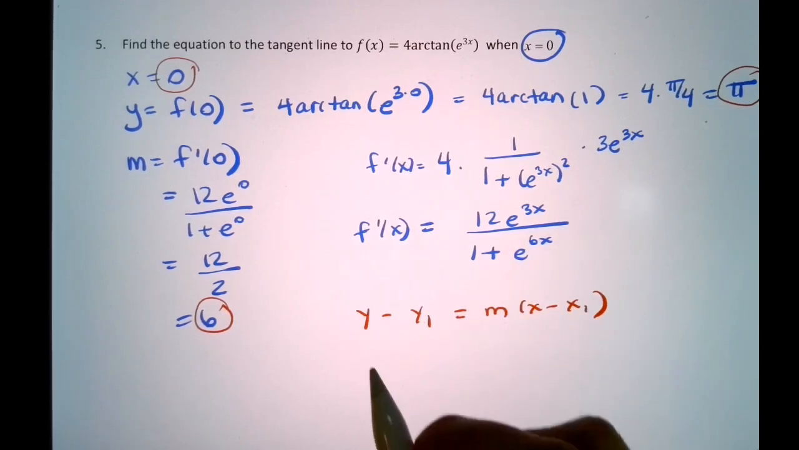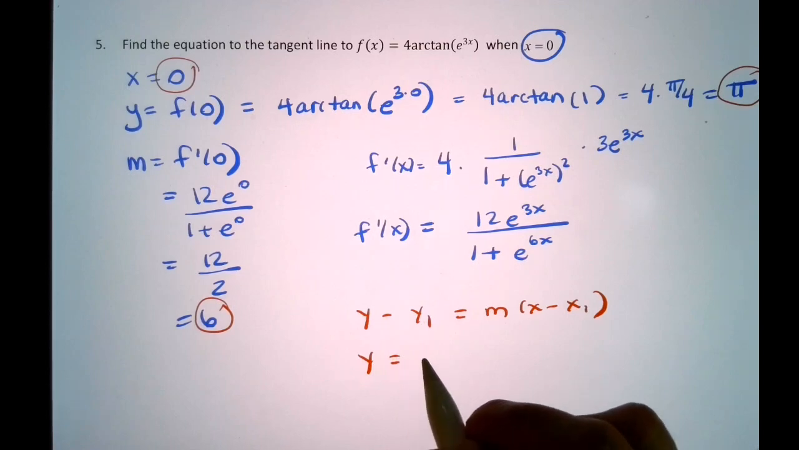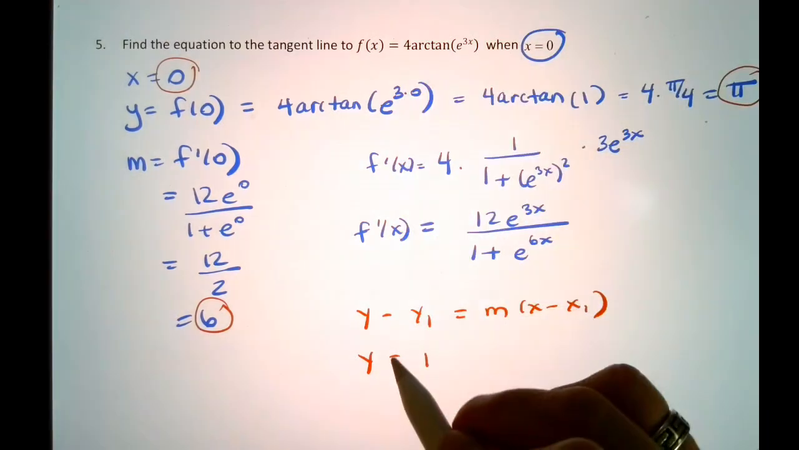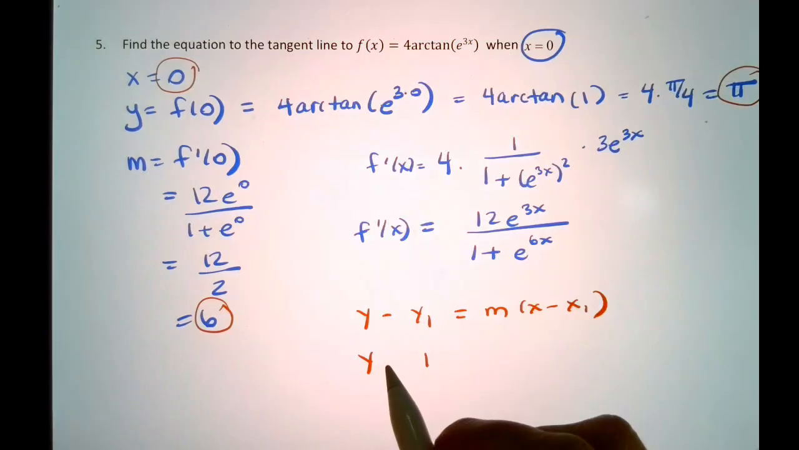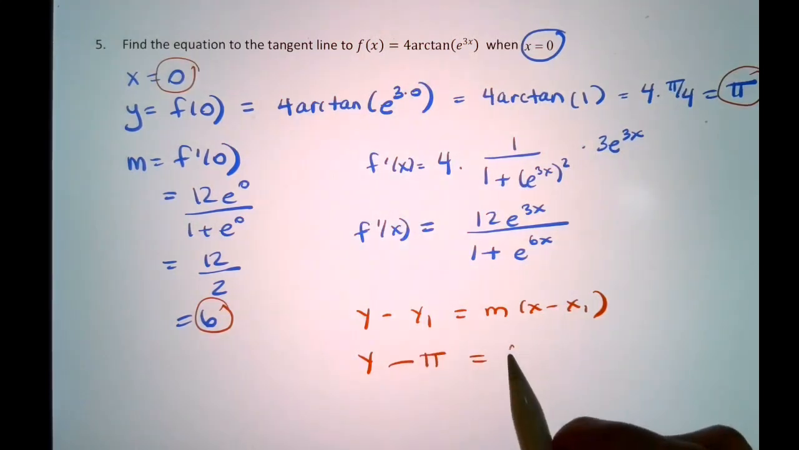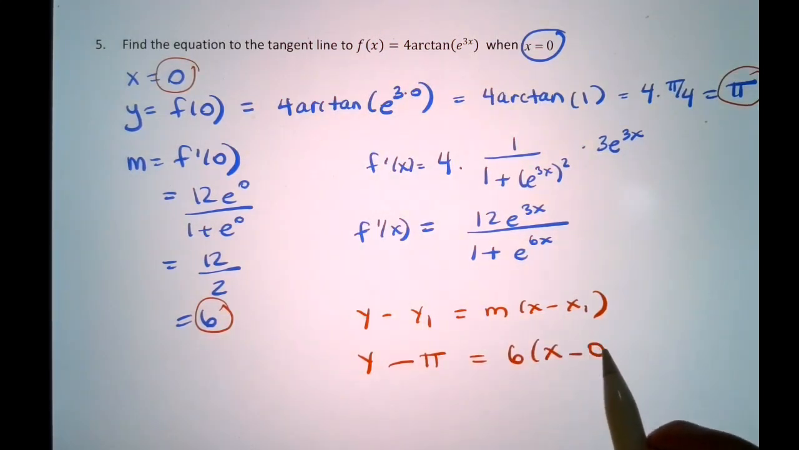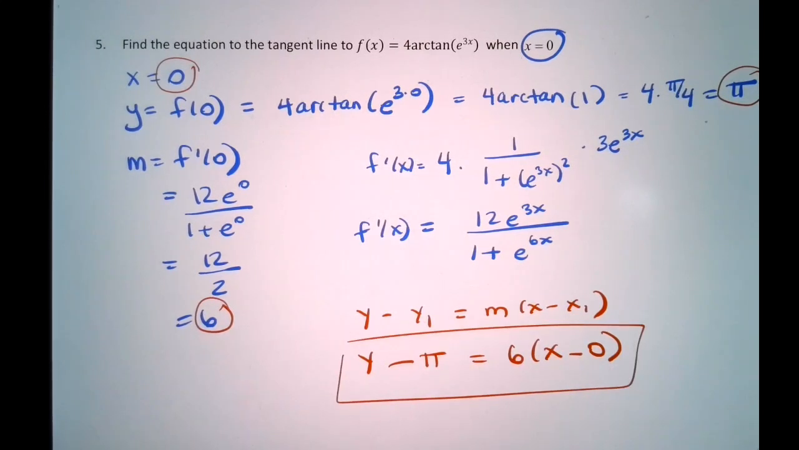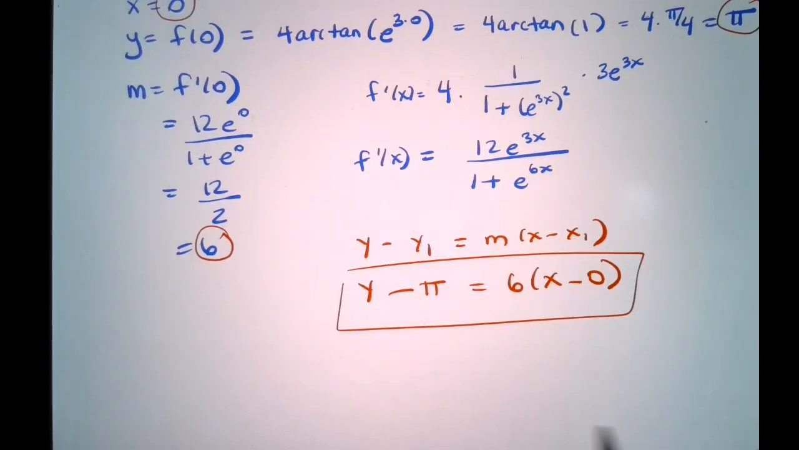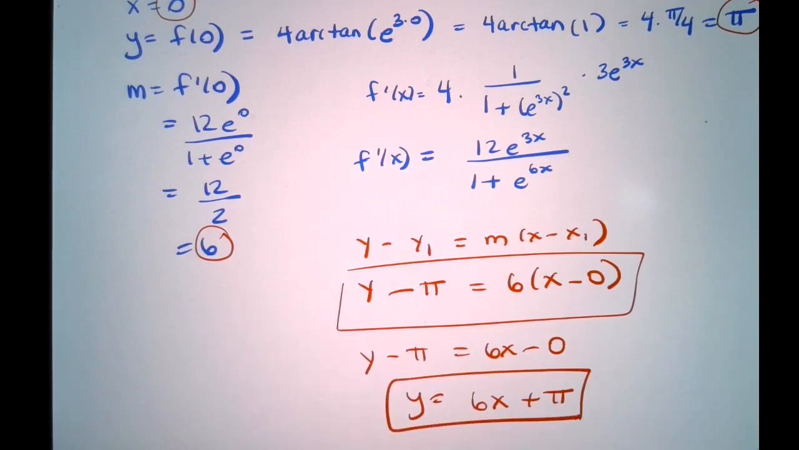So, y value is pi. Slope is 6. X value is 0. This looks great. I accept that. That is an equation of a line. It's point slope form. You might be horrified and traumatized. You might want to actually distribute the 6 through and say your answer is 6x plus pi. They're equally lovely. They're equally perfect.